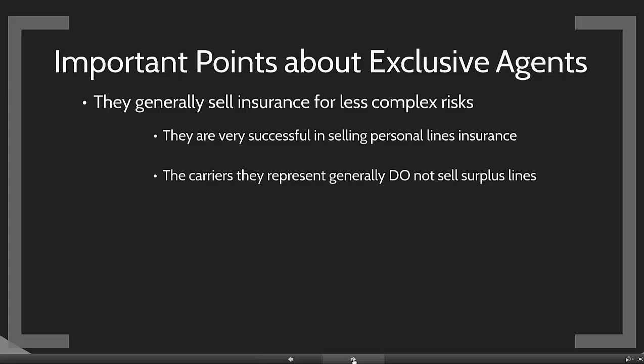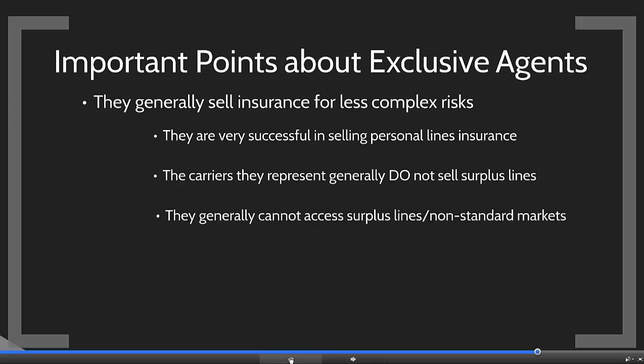The carriers that they represent generally do not sell in the surplus lines, such as State Farm and Allstate. They generally cannot even access the surplus lines or non-standard markets, so they wouldn't be able to access a Lloyd's insurer. In fact, generally, they only represent one company. An Allstate agent could only sell insurance for Allstate. Some of these companies actually do have a couple of alternative carriers, but again, they're very limited on which insurance companies they can sell insurance from.